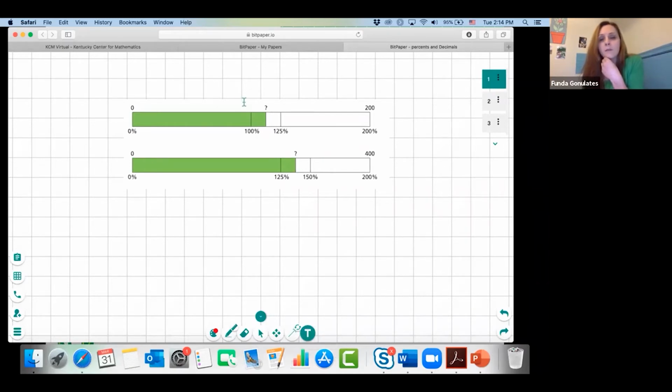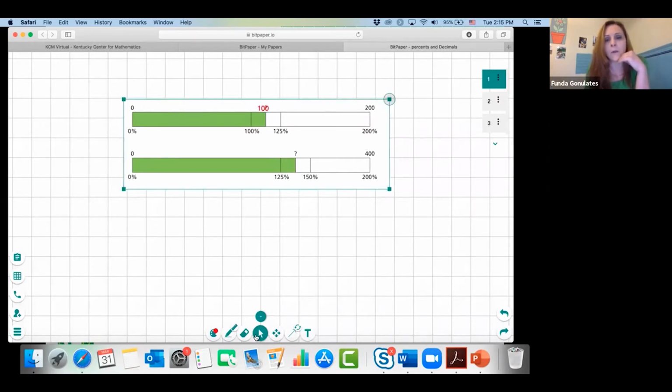I'm just going to put 100%. Jamie says that it is 100. It corresponds 1 to 1. Why is it 100? Because it's halfway through, right? So we are dividing this into half, and this is halfway through. Okay, so we figured out 100%. How can we figure out the question mark? This is our 100%, corresponding to 100.